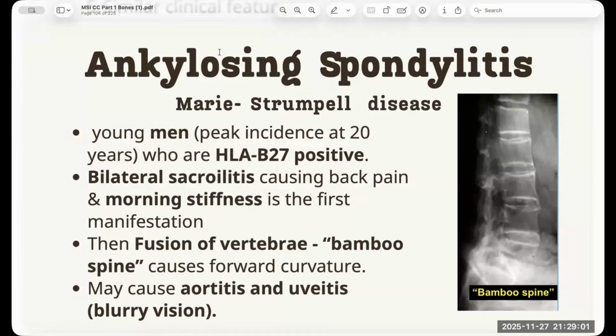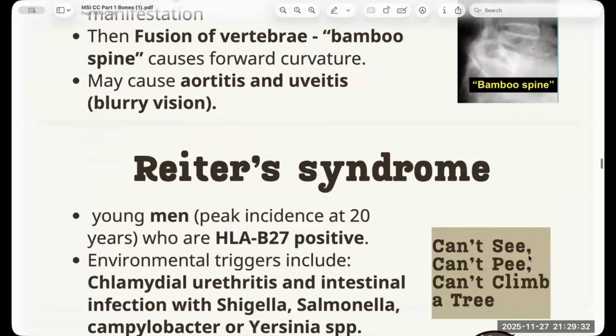Okay? And as this disease goes on, there will be fusion of vertebrae, which shows as a bamboo spine on X-ray or imaging, and causes forward curvature, because there will be less mobility. This may also cause aortitis and uveitis. So inflammation of the aorta and inflammation of the eye, which will cause blurry vision. Okay, here's a picture of the bamboo spine.